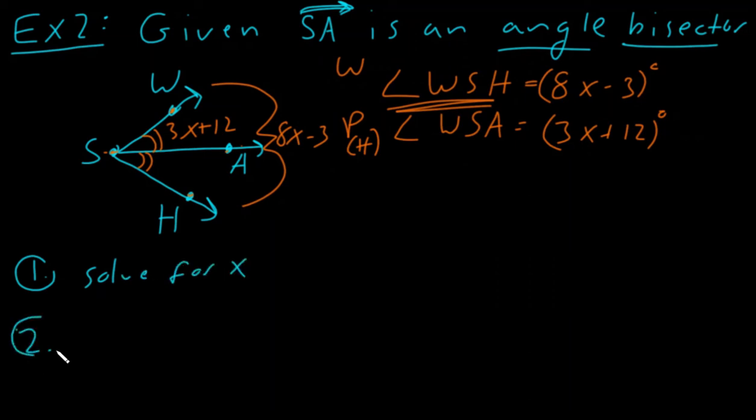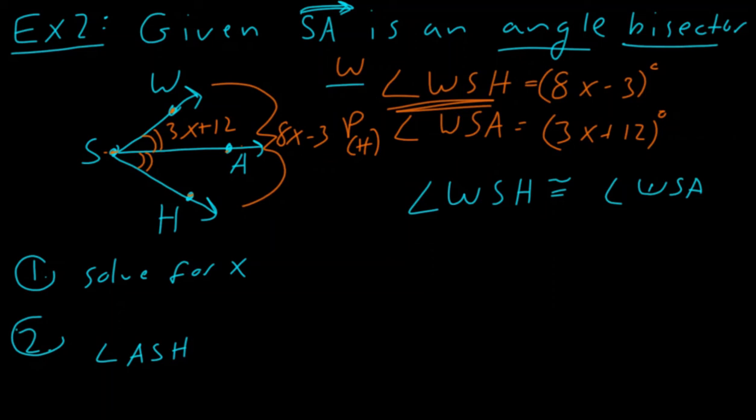And 2, let's say I want you to find angle ASH. Okay, how would we begin to do something like this? Well, we want to start by first writing our congruent statement. So what if I wrote the statement angle WSH is congruent to angle WSA? What would you say? True or false? And I would hope you would say false.